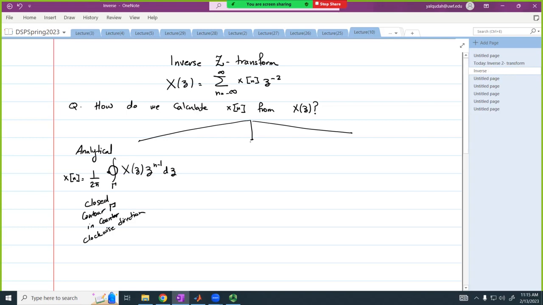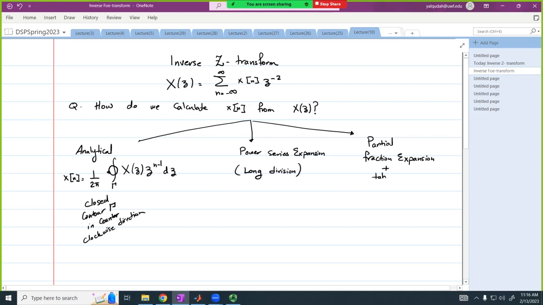The second method is using power series expansion, and this uses long division. And we'll do an example on this. And the third method that we will be using is partial fraction expansion. If you do partial fraction expansion, we can use tables and we can use properties of the Z transform in order to calculate the inverse Z transform.